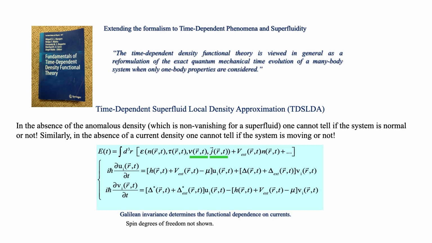For the moment, I'm not going to put the spin degrees of freedom or isospin degrees of freedom. The energy density function in that case depends on the density, which could be time-dependent, kinetic energy density, anomalous density, because nuclei are superfluid, and especially because the system is in motion, you have currents, so you need that too. So this is your energy density functional.